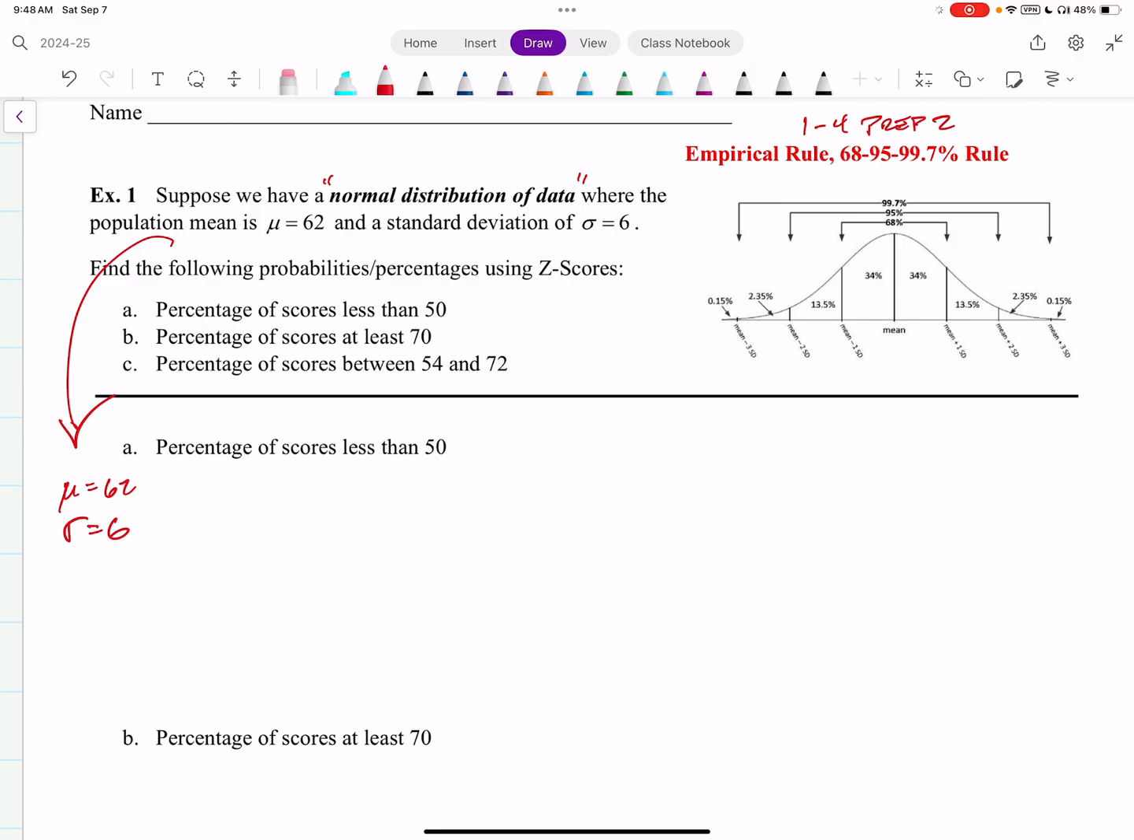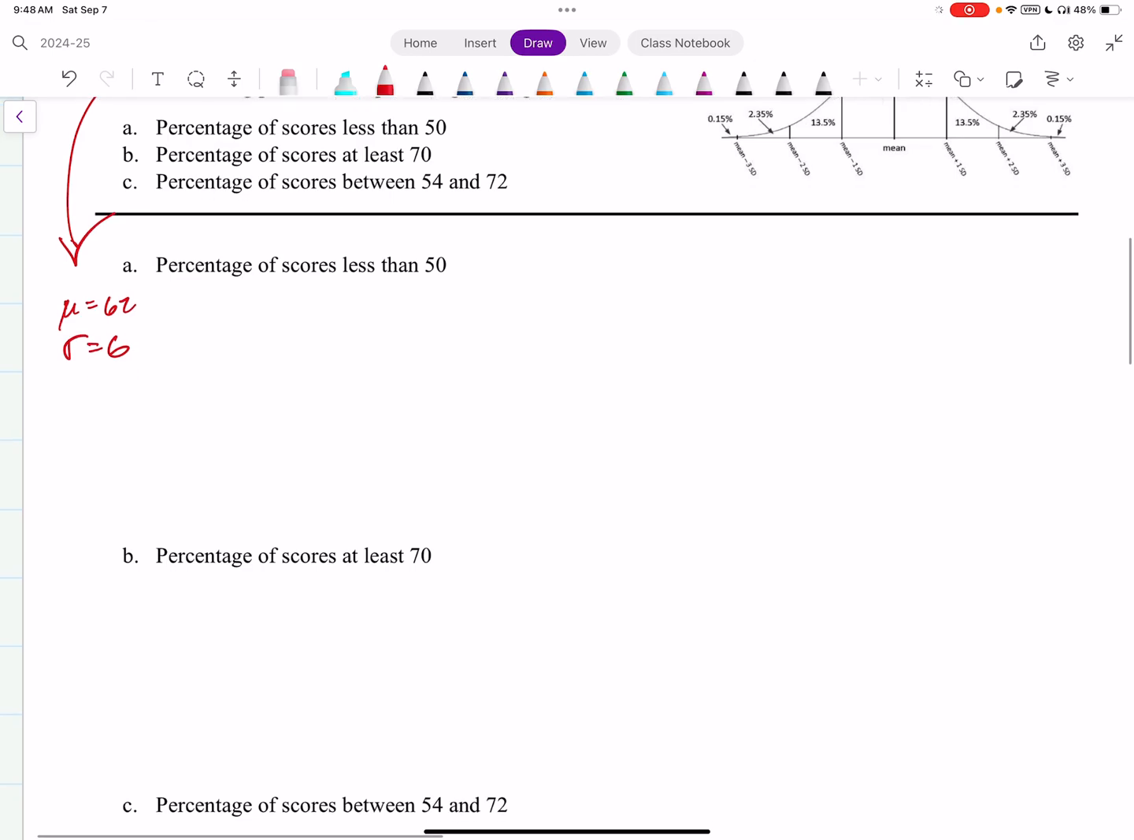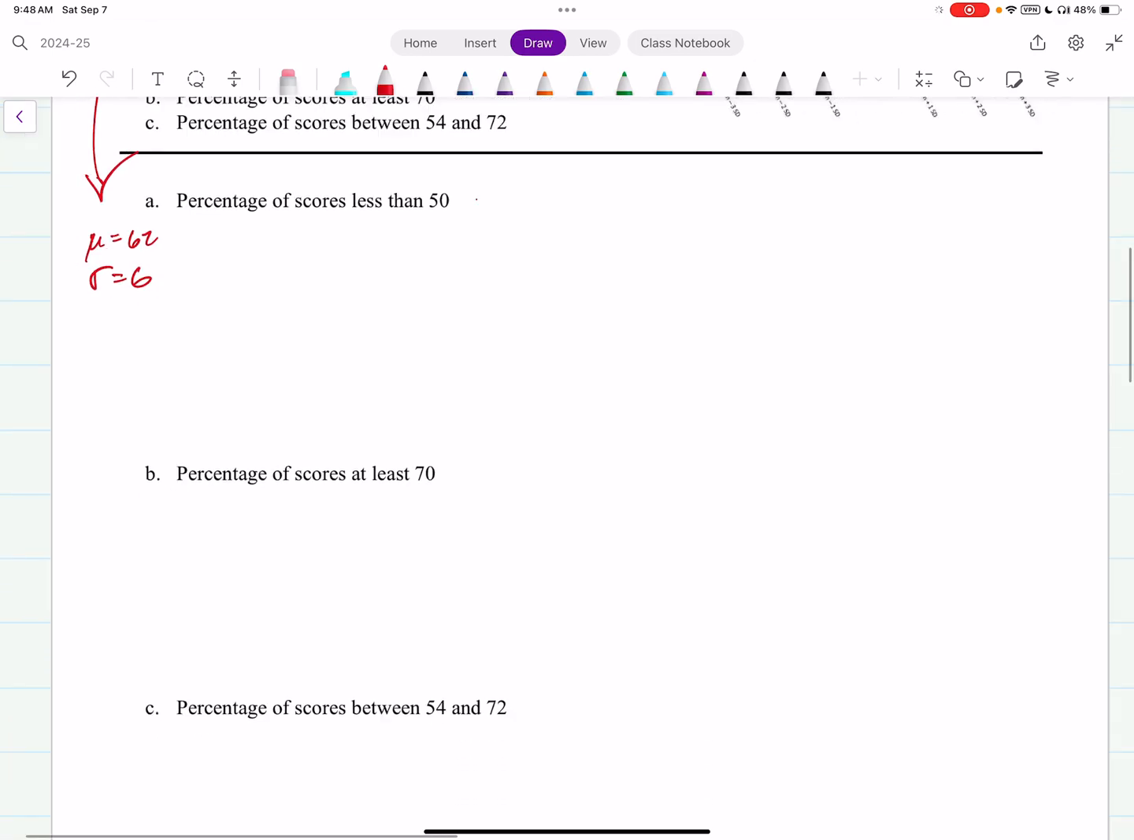First one, we're going to find the percentage of scores less than 50, and the way we write that mathematically is we're going to use P for percentage or probability that the score x is less than 50. So that's how you write it mathematically. The question is, how do you do that?